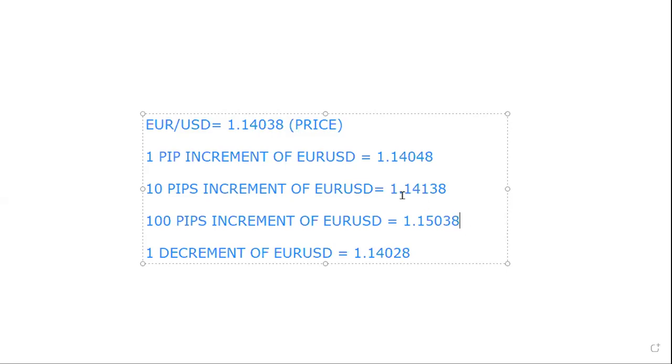I hope you understand now. So the 10 pip is affected here. 10 pips is 1.14138, then a 100 pip increment of Euro USD is 1.15038. So that is how price reads, and that is the movement of price from one price to another.